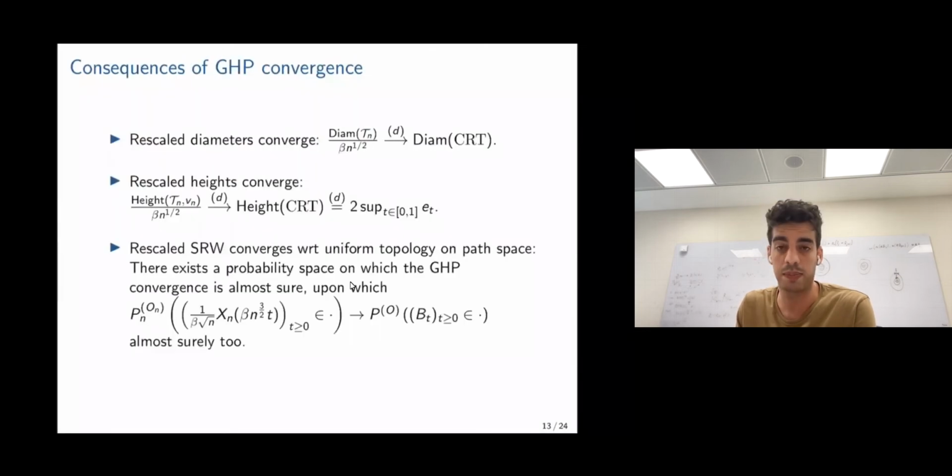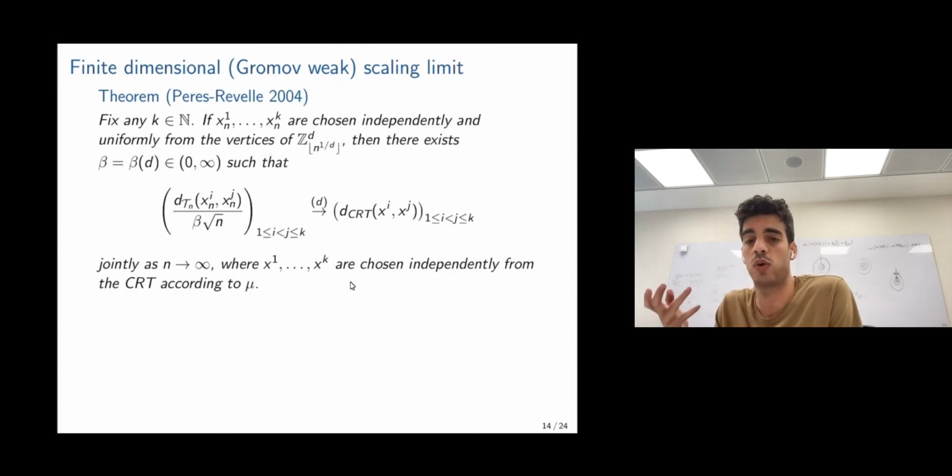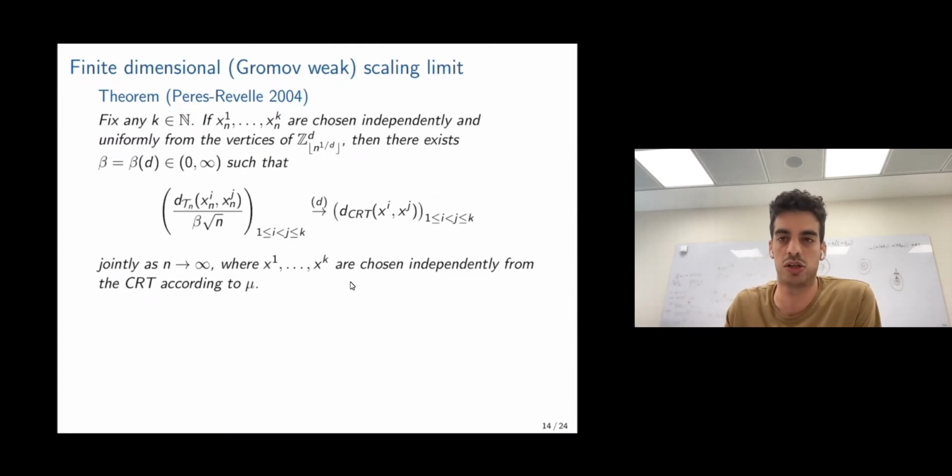So this was a short recap of our result, and we'll begin now to talk about some ideas from the proof. This was our starting point: a nice theorem by Yuval Peres and David Revelle. They said the following. Fix some number k, and look at the sequence. Take again the d-dimensional torus when d is strictly larger than 4.